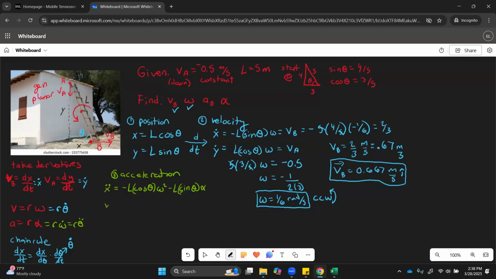Now the y double dot is going to be real similar. Using product rule and chain rule on the y double dot, we know the derivative of cosine is minus sine. So we'll have negative L sine theta multiplied by omega, but also we have the omega that pops out from the chain rule, and so we have omega squared. And then next we just take the derivative of the omega part. So plus L cosine theta times omega dot, which is alpha.